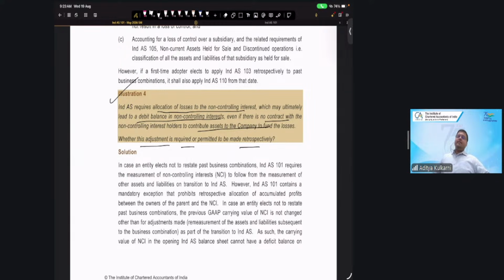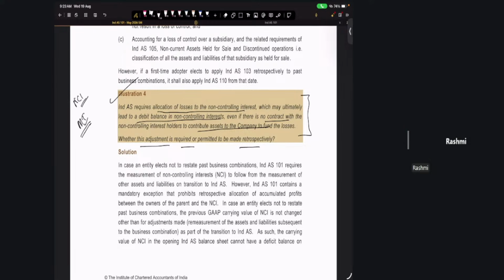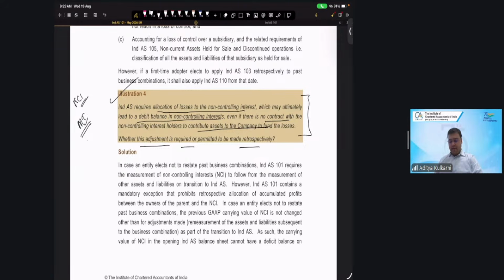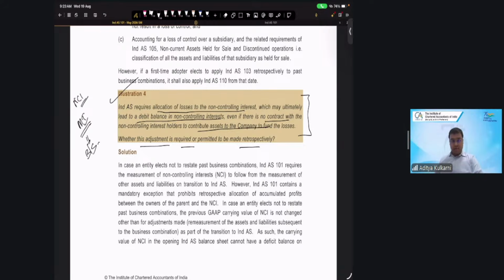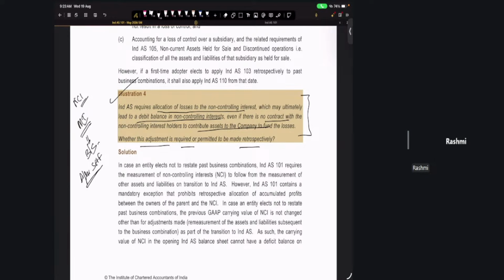Now, understand this question. First, what is the meaning of a debit balance in NCI? And why has this question been asked? You remember AS21, right? In AS21, what did we call our NCI? Minority interest, right? And where did I show minority interest in the balance sheet? Not in reserves. This would come after shareholders' funds.